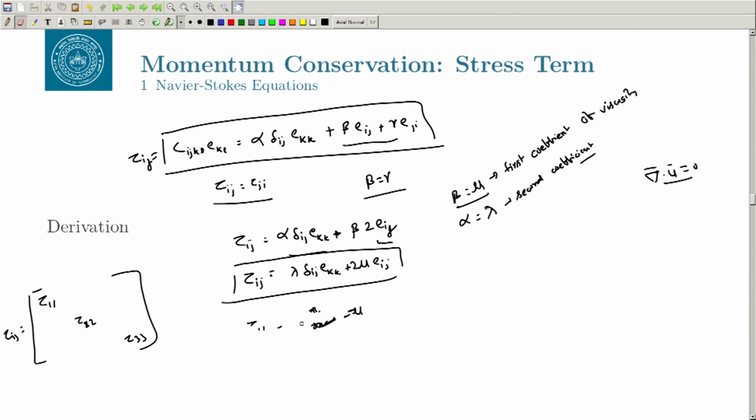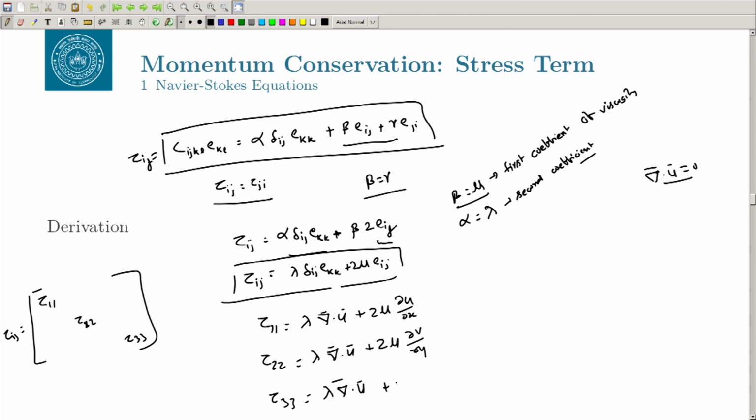Just one second. Okay. So, the tau 1 1, if you do, so this delta will become i becomes 1, j becomes 1. So, this is lambda and then this will be present, so e k k is nothing but del dot u, okay, and plus 2 mu e 1 1 which is basically just your del u by del x. Similarly, you can have tau 2 2 which is lambda del dot u, I am missing the vector signs, so please be careful, okay, plus 2 mu del v by del y. And tau 3 3 is equal to lambda del dot u plus 2 mu del w by del z. Okay, so remember we have missed one quantity here, so this is only the deviatoric part. You must have the pressure part also. So that will be minus p delta i j, right.